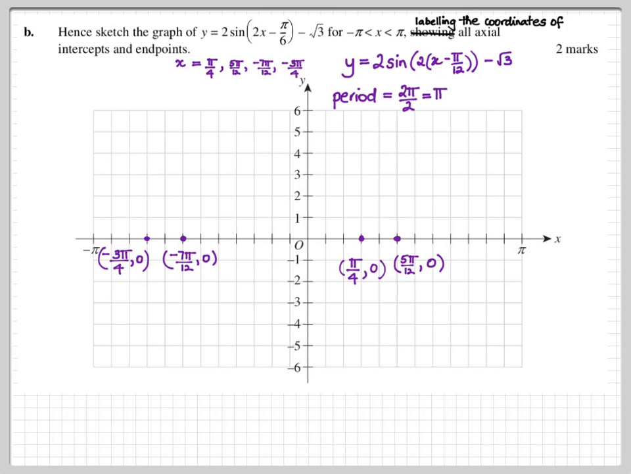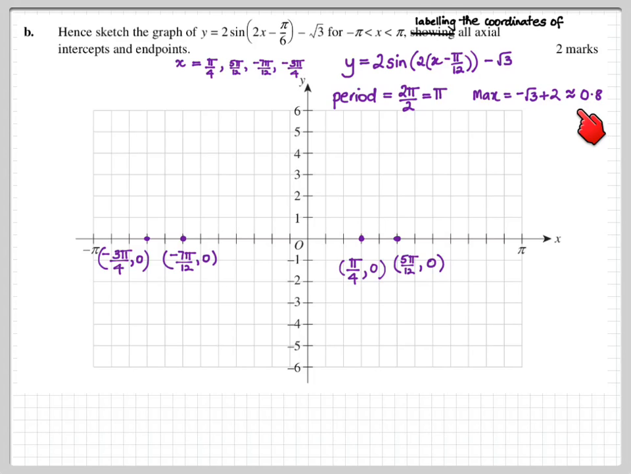So let's go to our maximum and minimums. Our maximum is going to be our average value. We get that from our equation, minus root 3, plus our amplitude, plus the amplitude 2. And we get roughly 0.8.